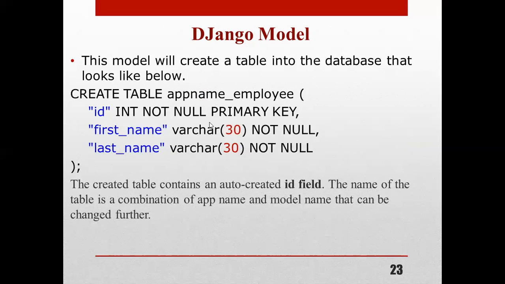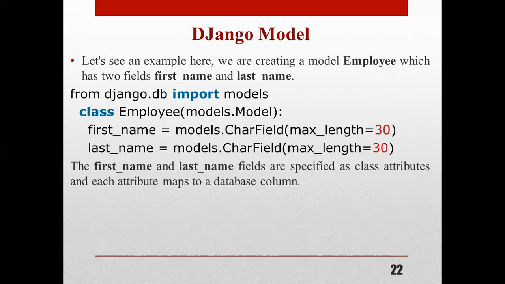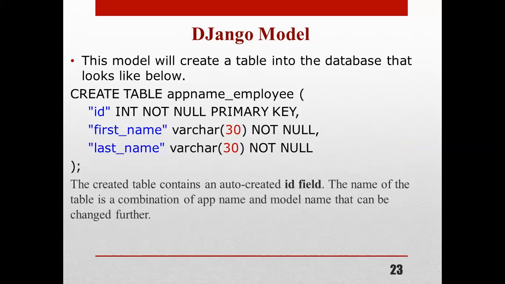Then this model will create a table in the database. After creating this model, it will create a table like this: CREATE TABLE appname_employee. The table name is a combination of the app name and the model name, where the model name is Employee. We can change that afterwards if necessary.